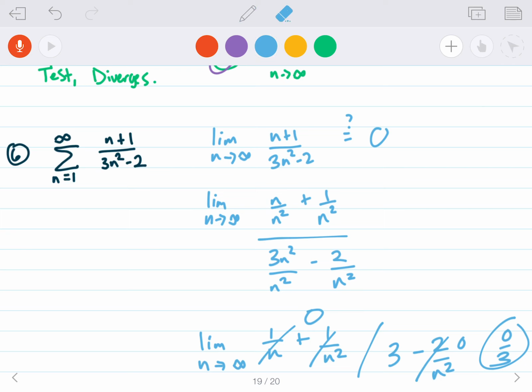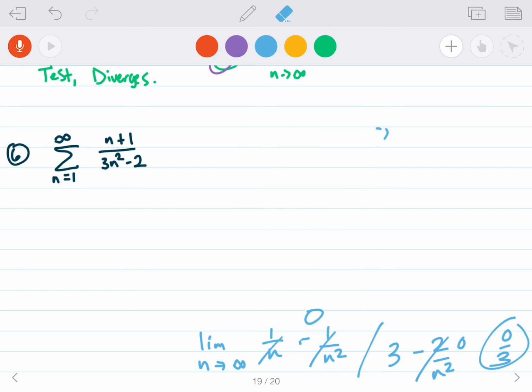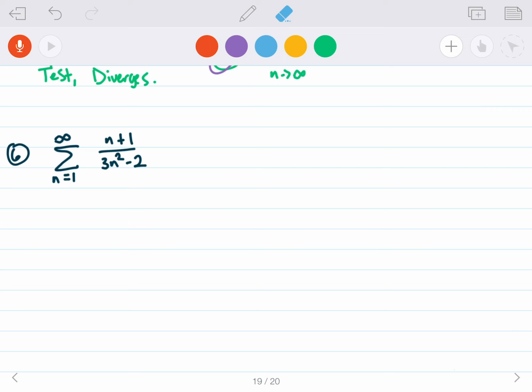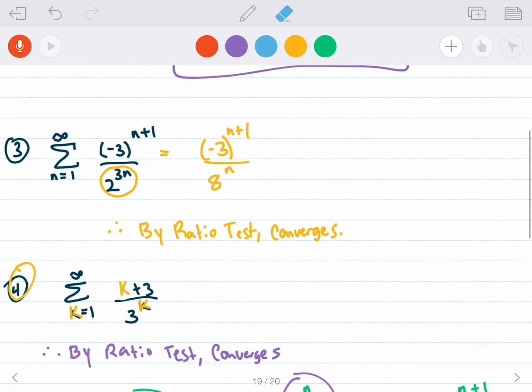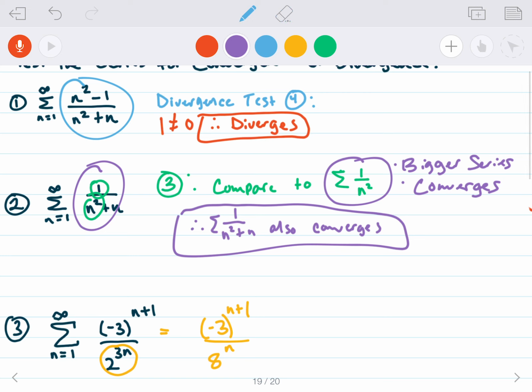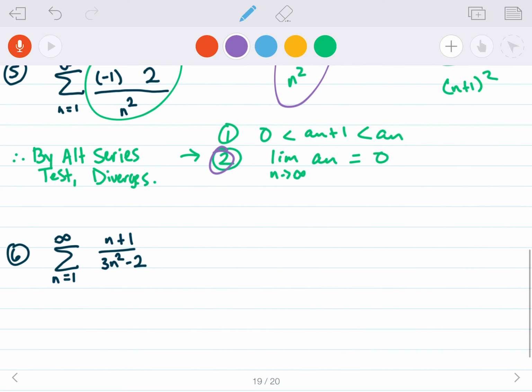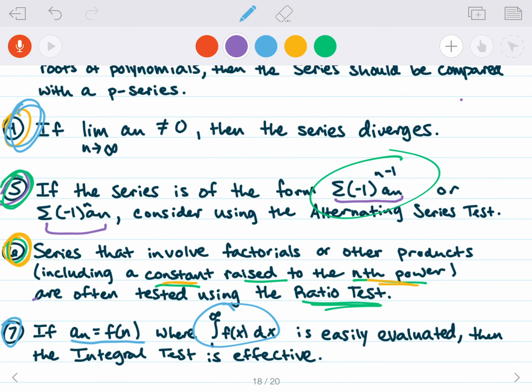Okay, so what other test are we going to use? Well, then we move on to the comparison test. And here I'm going to use the limit comparison test because the numerator and the denominator are a bit more involved, where, for instance, in number one, we had a really simple numerator. We didn't have a variable in it. So that's why I used the regular comparison test there. But here I'm going to try the limit comparison test because I don't like the n in the numerator, basically.